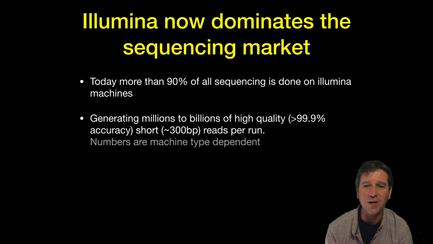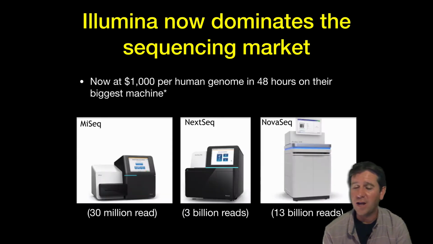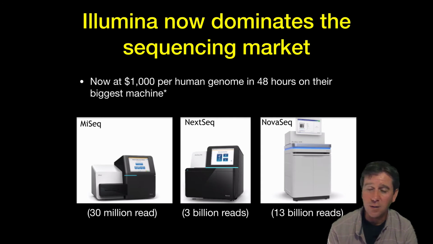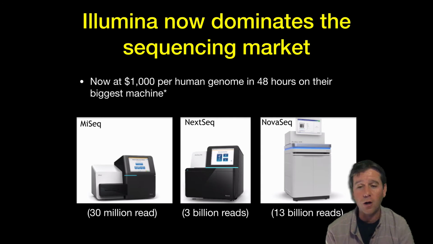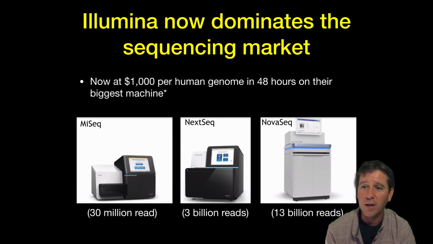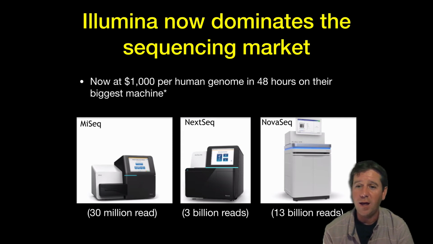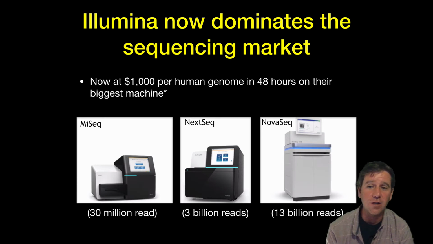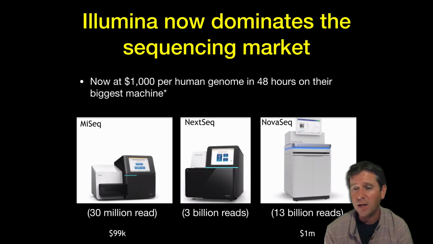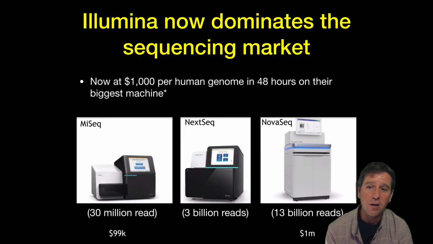The numbers are kind of dependent on which type of machine you have. Just like you can have different types of cars, different models are more expensive than others, it's the same with sequencers here. We have the kind of desktop sequencer, the MiSeq, which, if we were in our face-to-face course, we would just walk out of the classroom and go see one of these MiSeqs that we use for teaching in our teaching lab. They generate about 30 million reads. They cost about $100,000 currently, if you wanted to buy one off the shelf at the minute. Then the NextSeq's in the middle here, about 3 billion reads, often used in many lab research.